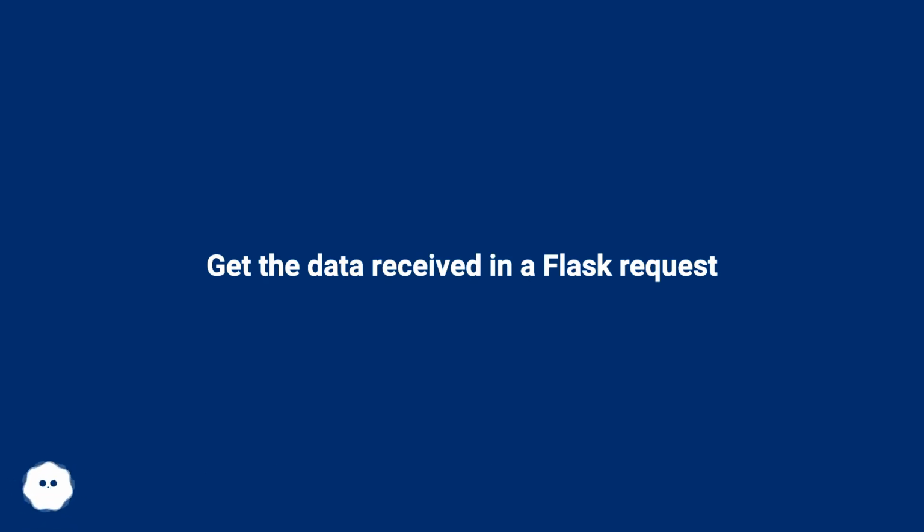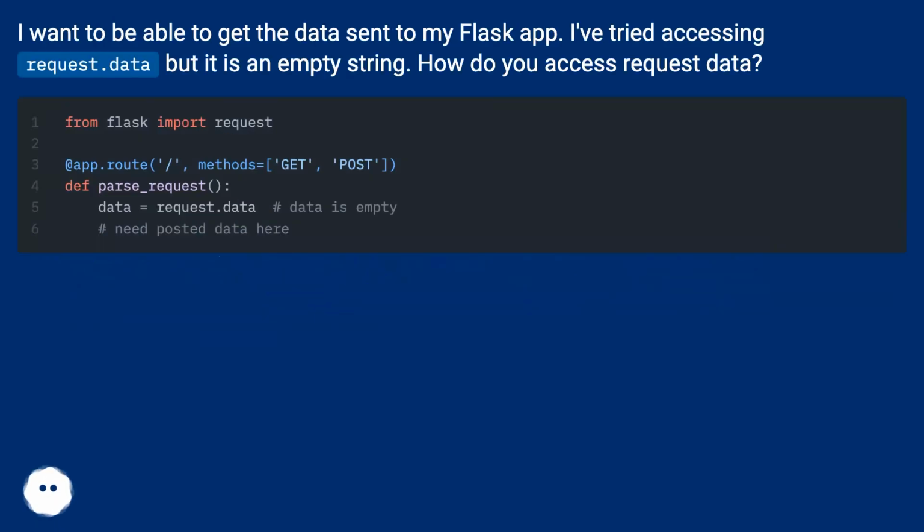Get the data received in a Flask request. I want to be able to get the data sent to my Flask app. I've tried accessing request.data, but it is an empty string. How do you access request data?